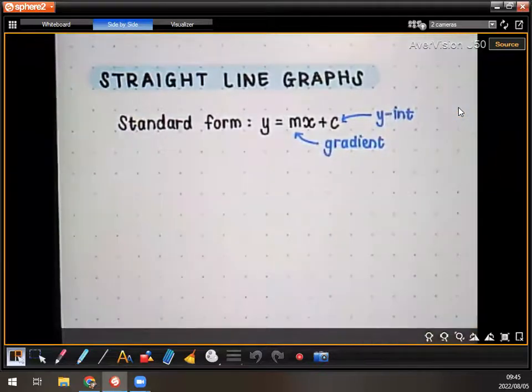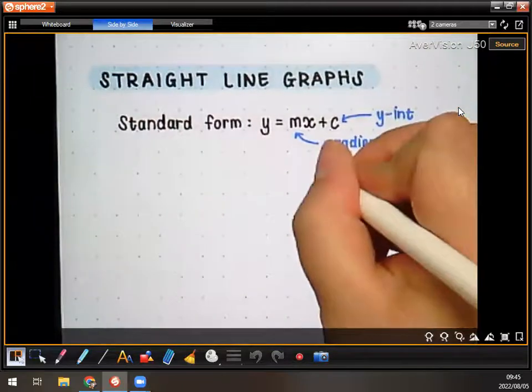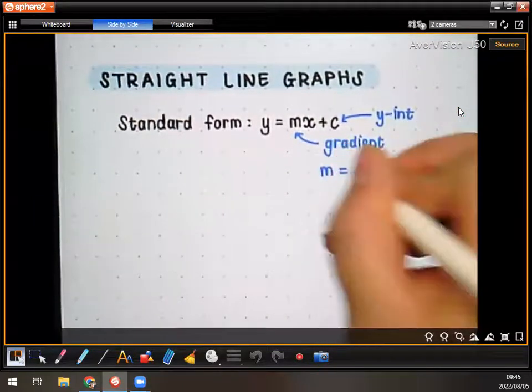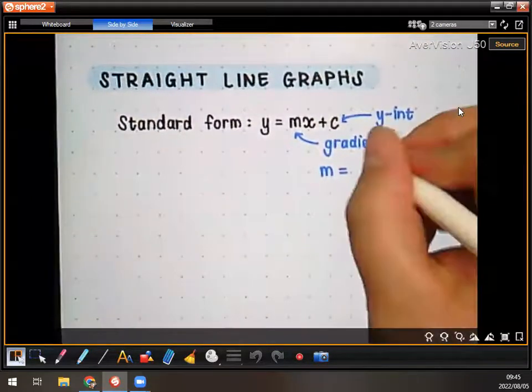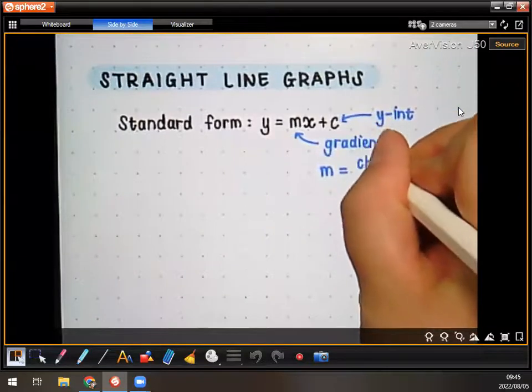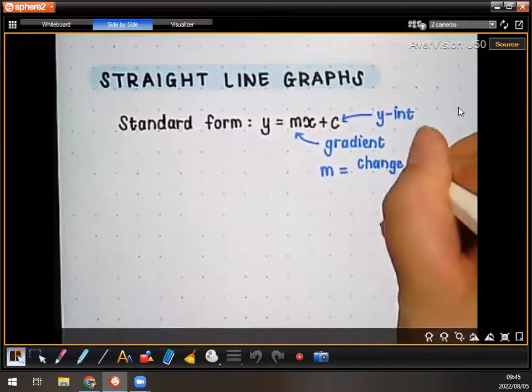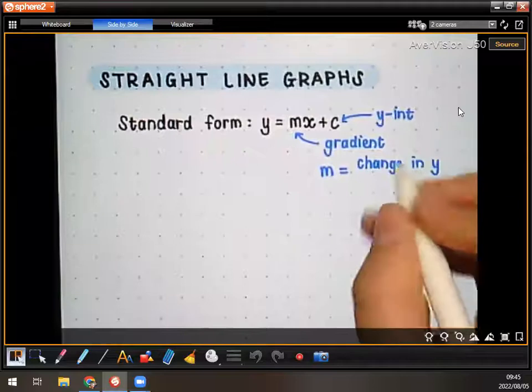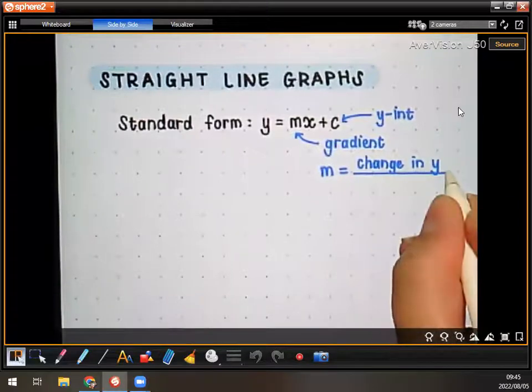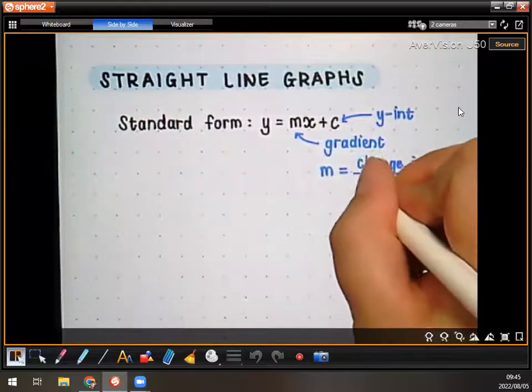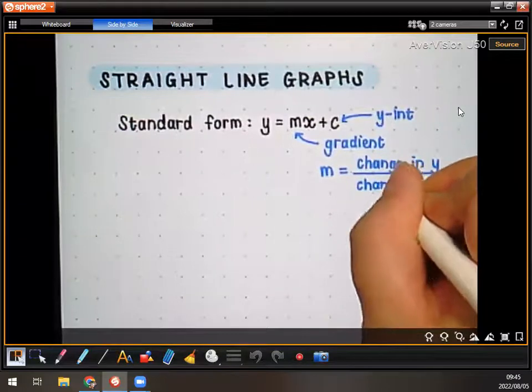Guys, a lot of people think that m is the x-intercept because it's written next to x, but that's not the case. m is the gradient. And if you have to calculate the gradient, there was a specific formula that you used for that. The formula there was change in y, very important, change in y at the top, over change in x at the bottom.